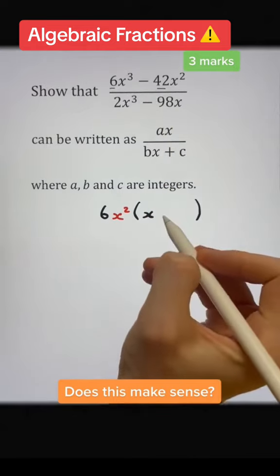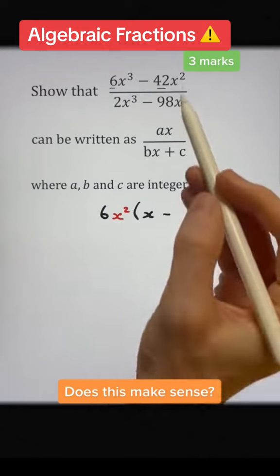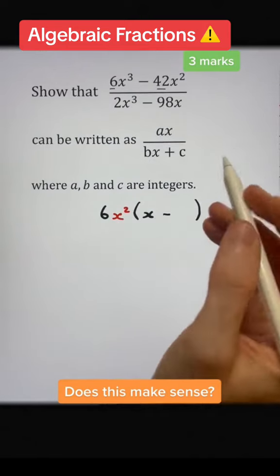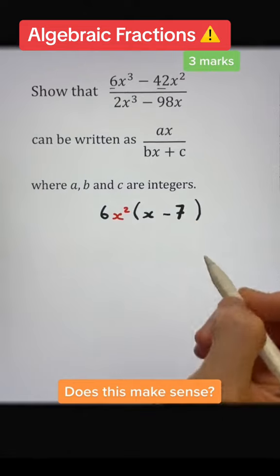I know the sign must be the same for a single bracket. What do I times 6x squared to get back to negative 42x squared? Well, in this case, I'm missing negative 7.